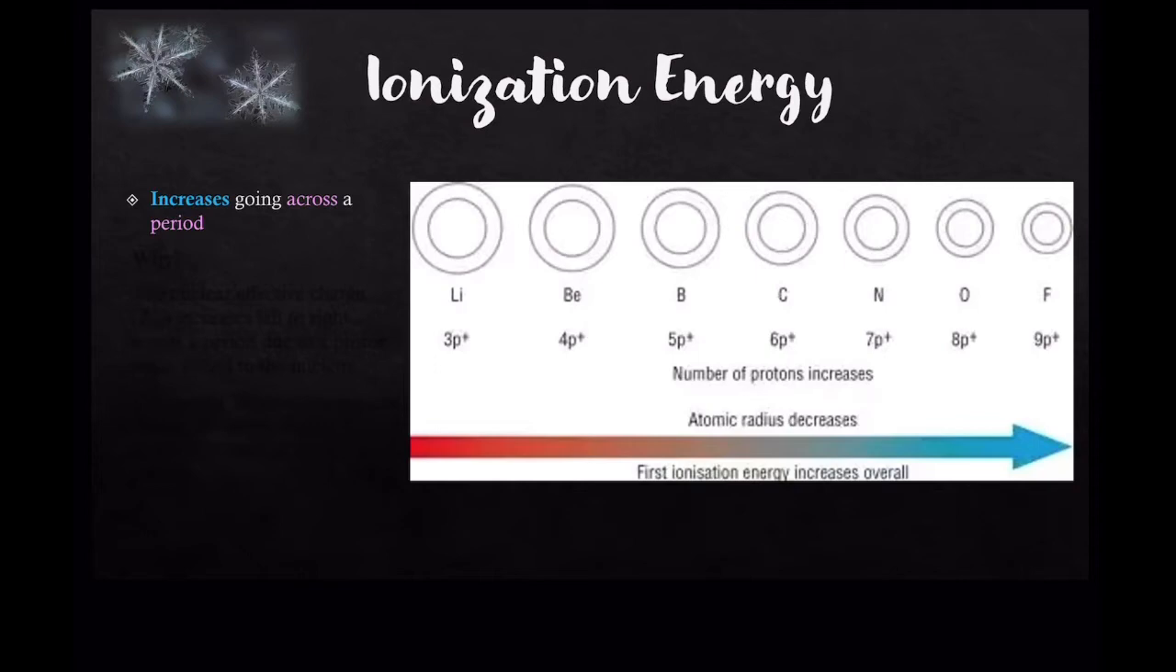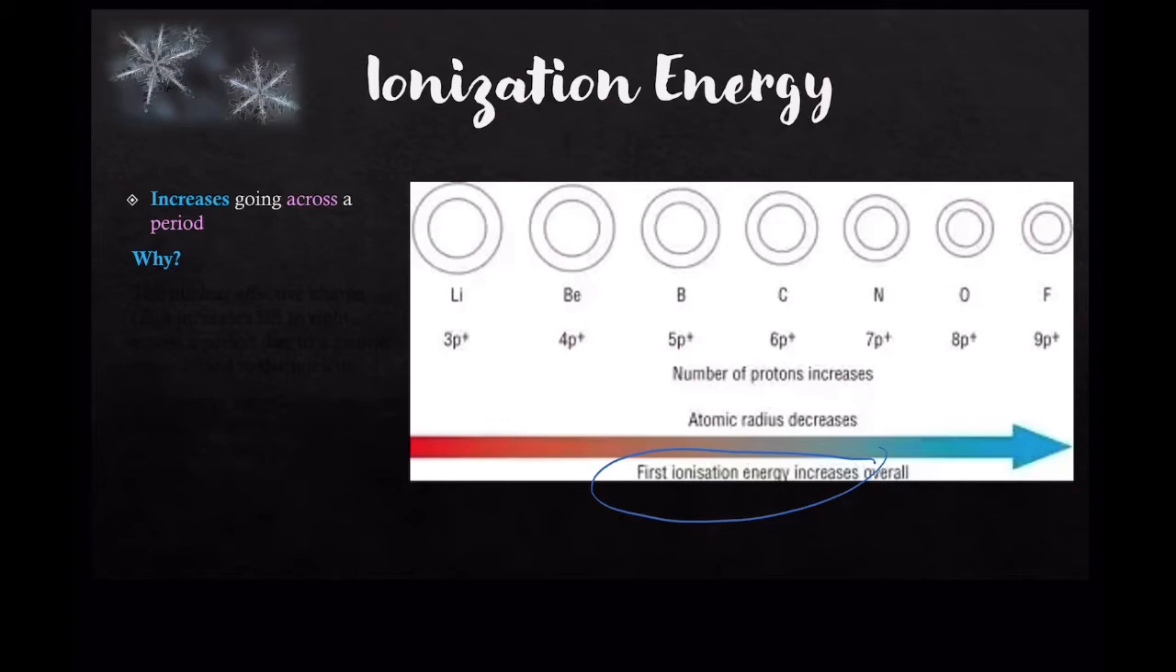As we go across a period from left to right, so just follow the arrow that's shown here. When we go left to right, notice that it says here in the diagram, first ionization energy increases. So let's talk about why. When we go across a period from left to right, notice the size of the atom. The atomic radius is decreasing. And look at what's increasing, the number of protons.